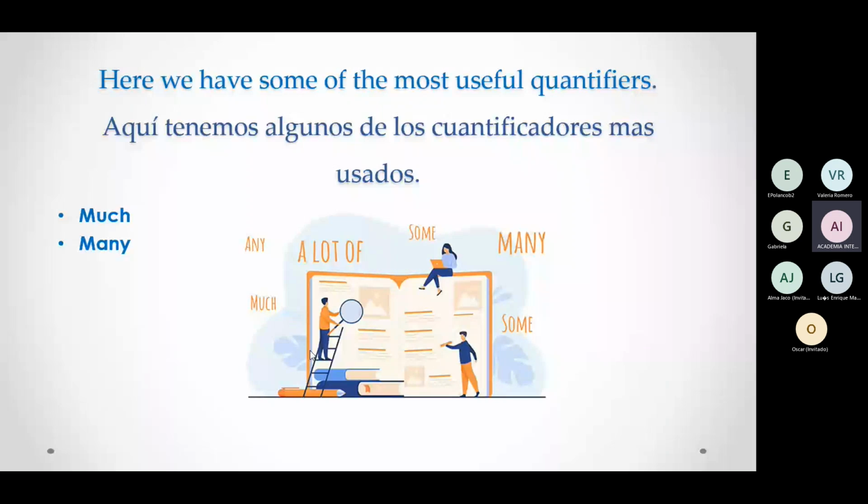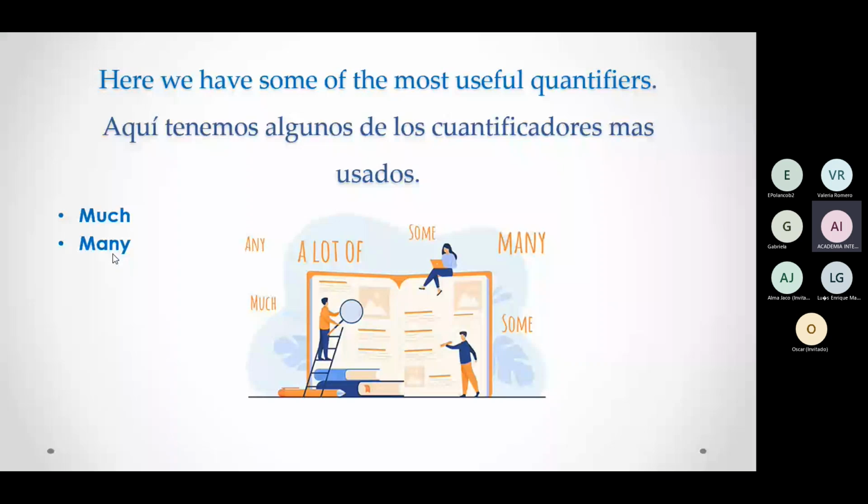For example, here we have some of the most useful quantifiers. These are the quantifiers much and many. Probably you have seen these words before because they are very common in English. So I'm pretty sure that we already know what much means and what many means. I'm pretty sure about it. Probably you have seen those words when reading some sentences or even when you read something on the internet or something like that.